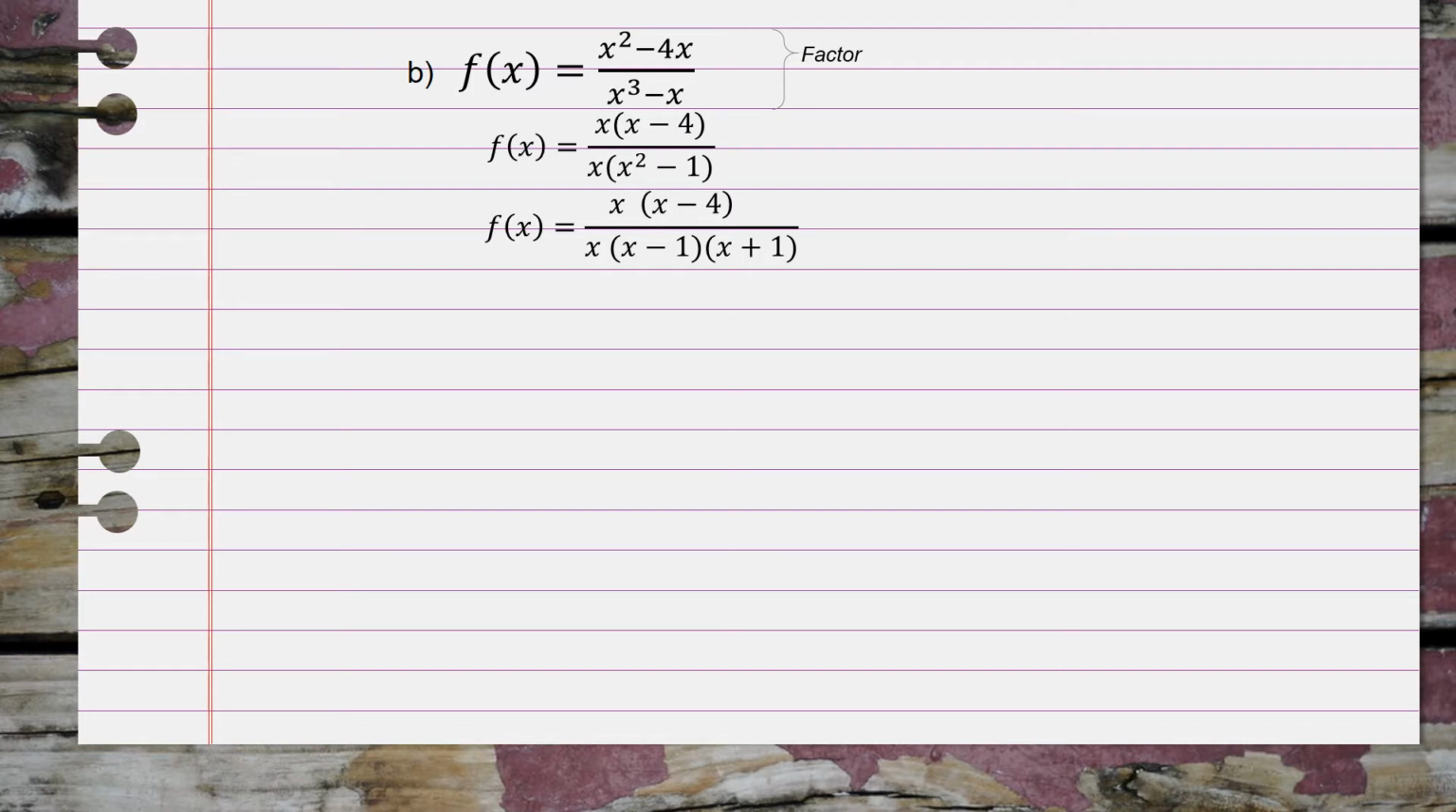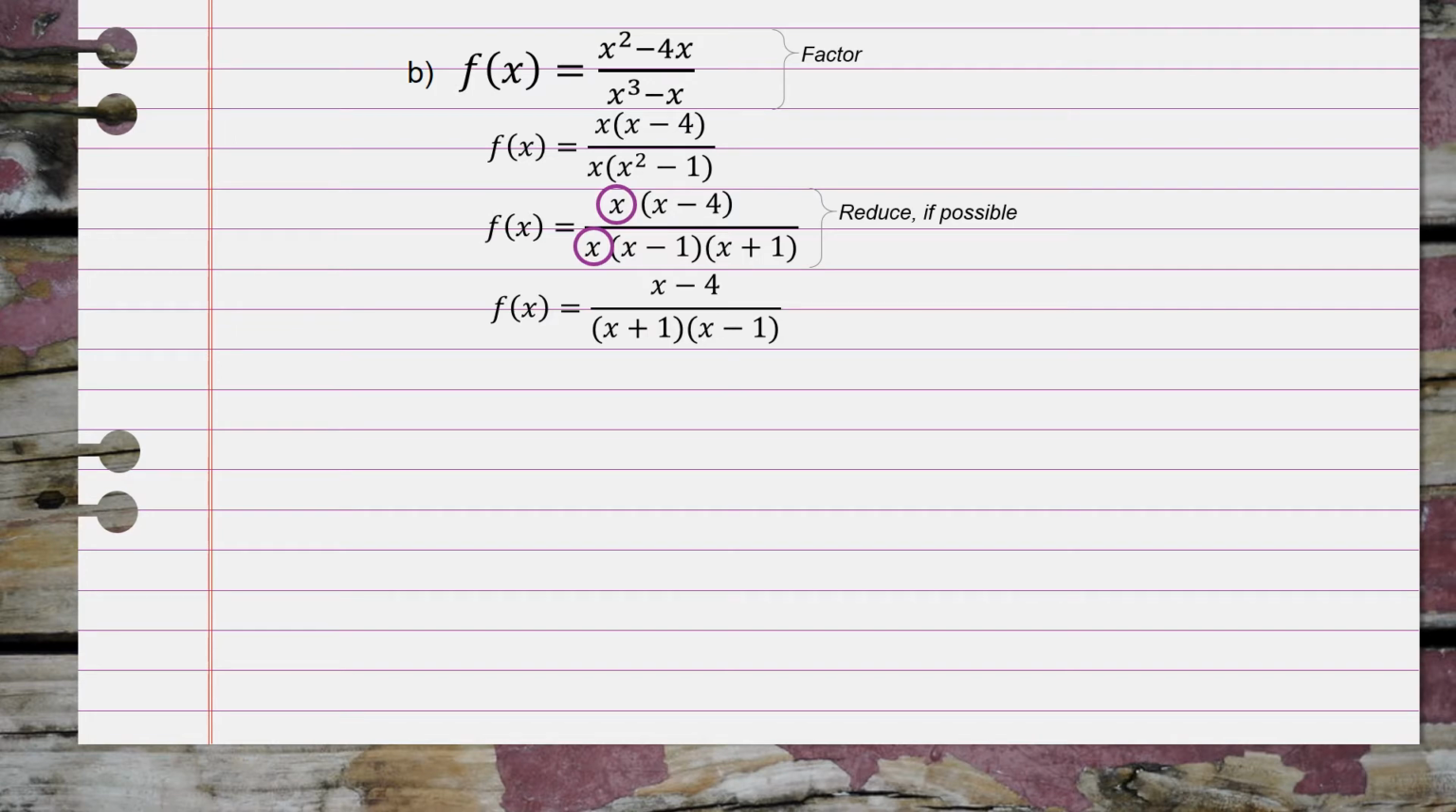So now that we have the factored form, we need to, if possible, reduce this. Is there anything that appears in the numerator and in the denominator? Yes, we have a common factor of x, so we must reduce the x, which leaves us with the function x minus 4 all over x plus 1 times x minus 1.